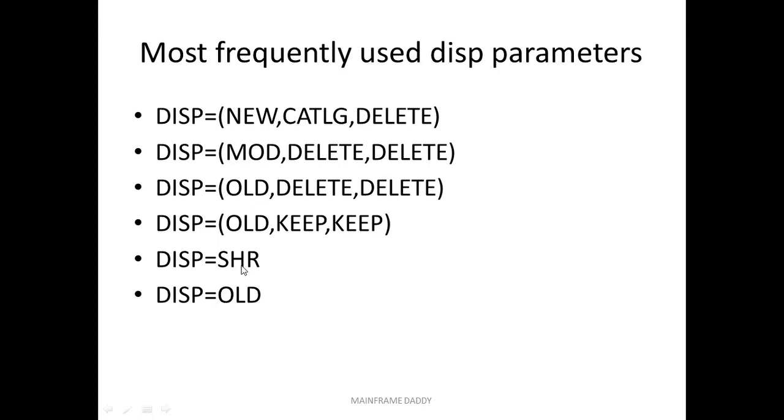DISP equal to SHR: to use a dataset in a shared mode we go for DISP equal to SHR, and to use the dataset in exclusive access we go for OLD, and to pass on the dataset we go for DISP equal to PASS. So it will make the dataset be passed to the subsequent job steps.